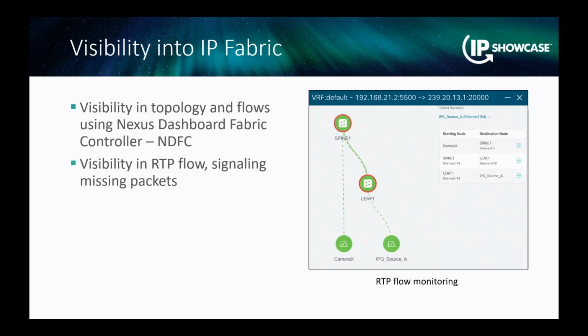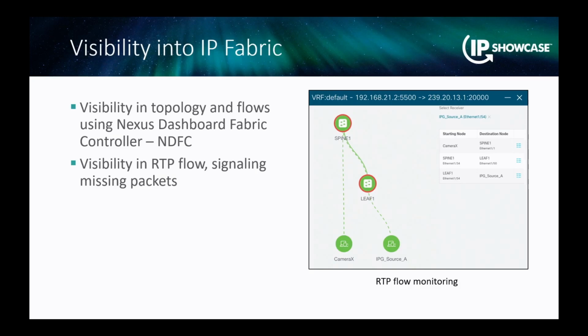Also, what we do with NDFC, Nexus Dashboard Fabric Controller, is the RTP flow monitor. We are able to look at the sequence number of each of the RTP flows. And if there are any out-of-order packets in the sequence, we are able to detect and flag those.